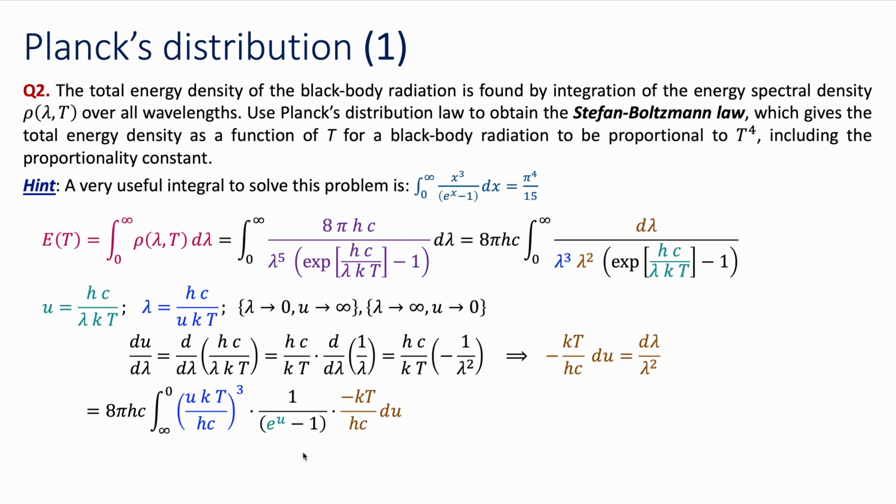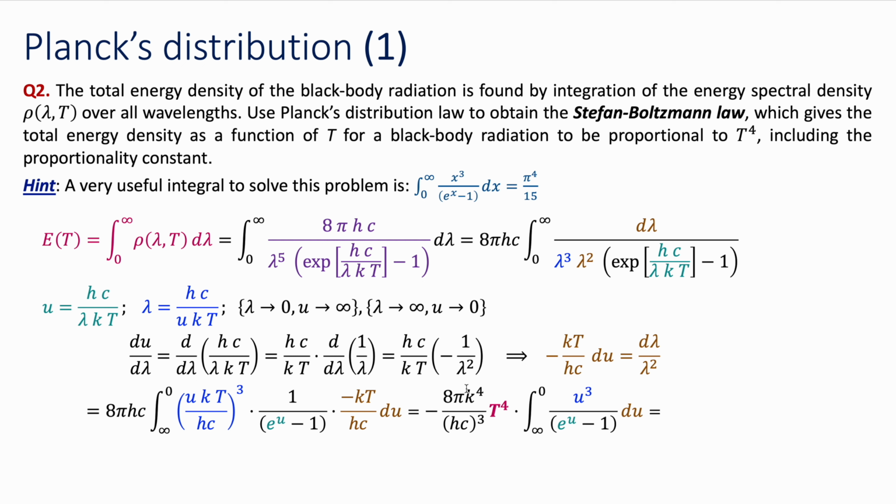This hc is going to get canceled with this hc. This temperature is going to get multiplied by this T cubed, so it's going to give me T to the power of 4. Same thing for k and hc to the power of 3. So putting everything together, I have this bunch of constants times T to the power of 4. That's what my expression should look like. That tells me that whatever this integral is should be just constants because I already have T to the power of 4. So constant times another constant is still a constant times T to the power of 4.